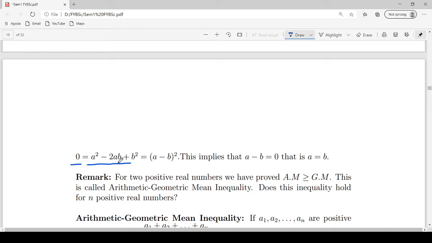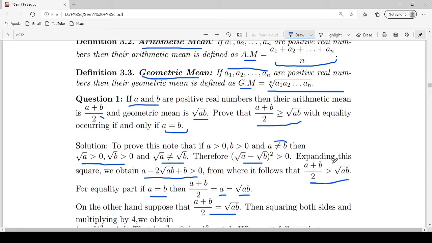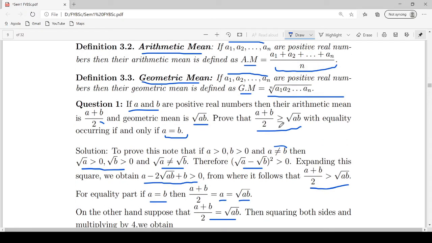But a square minus 2ab plus b square is equal to a minus b the whole square. So you have a minus b the whole square is equal to 0, and that will imply a minus b has to be 0. And this will further imply that a should be equal to b. So you assumed AM of a and b is equal to GM of a and b, and then you proved a is equal to b. So you have proved the statement which you were asked, that is AM is greater equal GM, and both of them will be equal if and only if a is equal to b.